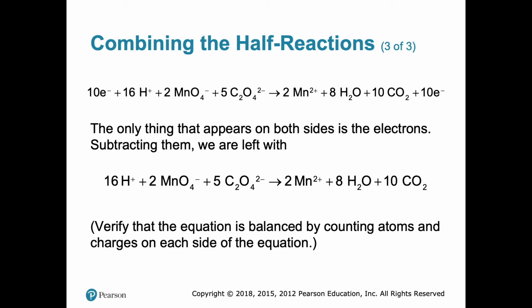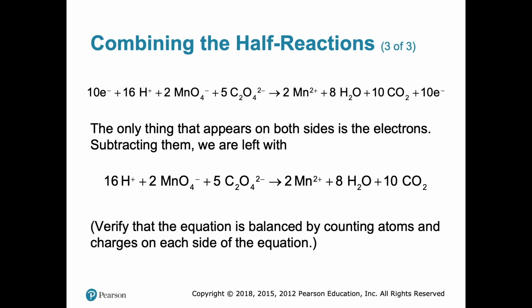So after we have this entire equation, after we have all these equations, since we have figured out the number of electrons being transferred, we can actually cancel out both of those electrons, right? Because we know that those electrons are there. We can just cancel them out.